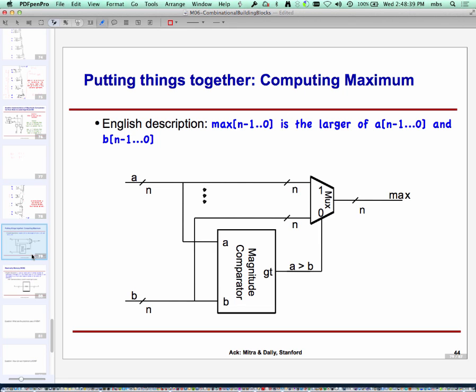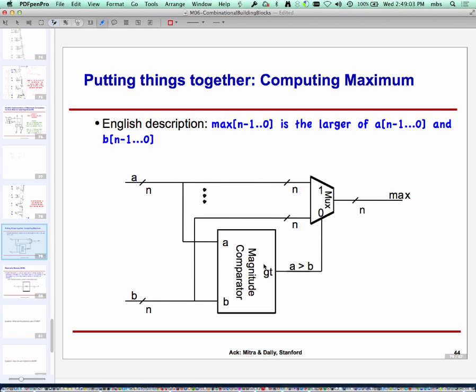So now let's say we have our comparator. Now let's say we want to design a maximum. The maximum function is the larger of A and B. If I have a comparator that tells me whether A is greater than B or not, then I can control a multiplexer using that and select A or B.